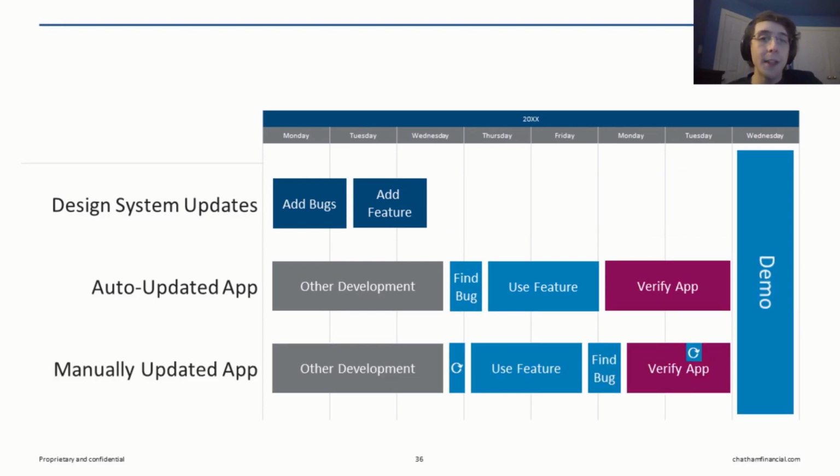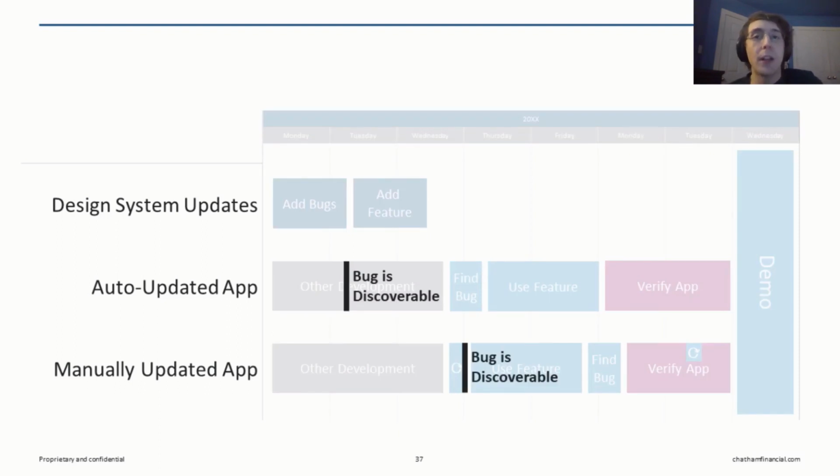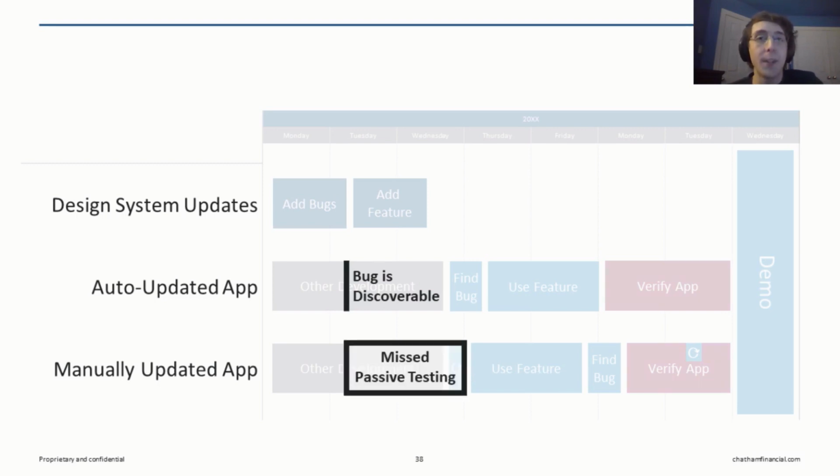So the first thing that's different for the automatic app is that the bug is discoverable much earlier because it was hot pushed to the automatic app on Tuesday morning rather than being pulled in by the dev team on Wednesday afternoon. You'll notice that there's roughly the same amount of time between the bug being present in the app and the bug being discovered for both projects. This isn't unrealistic because there's a large amount of passive manual testing that your developers and testers do each day just through the normal course of developing the app.